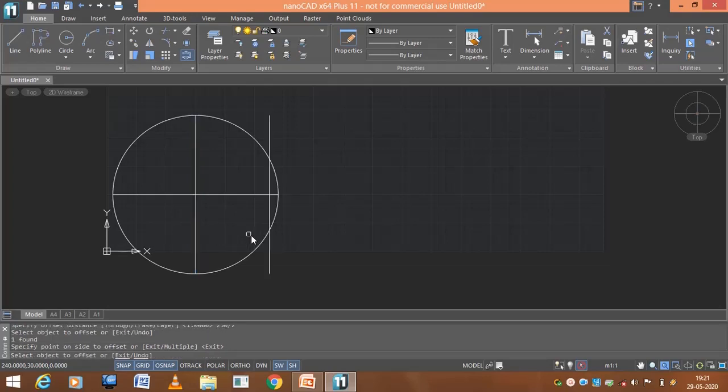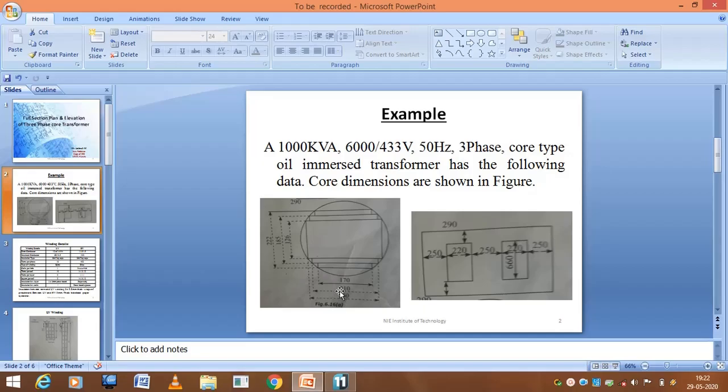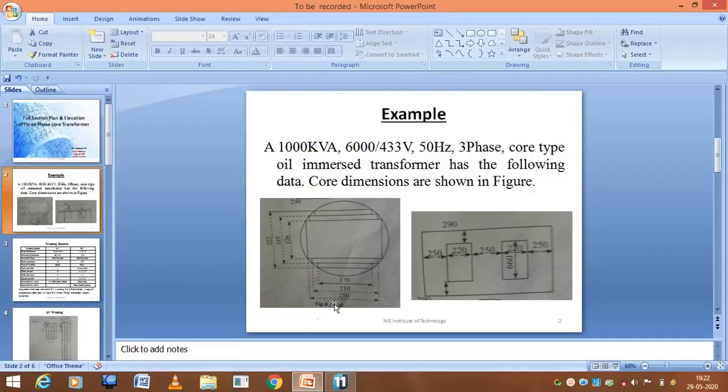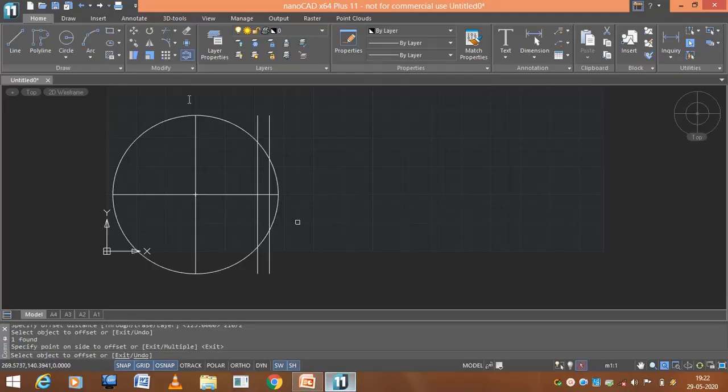Okay, this is 250, and again let us go for the offset, and the second distance is 210, right? So the distance will be 210 divided by 2, and the object will be the same object on the other side. Okay, and the third step, it is 170. Let me go with offset again, and the distance is 170 divided by 2, and again the object will be the vertical axis. Okay, this is with respect to the vertical axis.